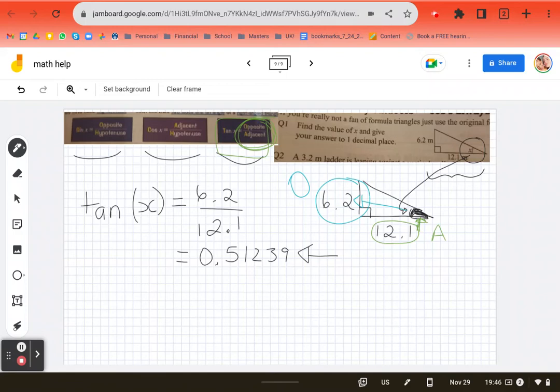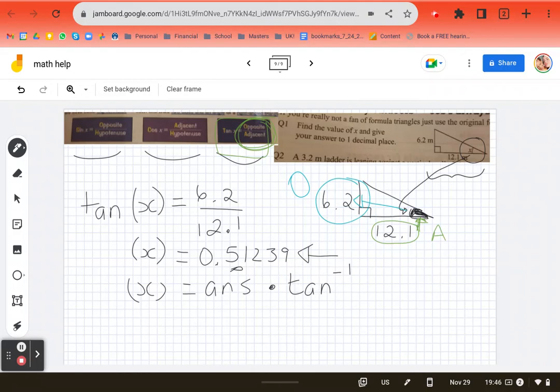Remember, we have tan X. We want X by itself. And remember, when we want to isolate X, we take the inverse of what is over here, which is our tan. How do we do tan inverse of tan? That means X is going to be our answer, which is this, times the inverse of tan.